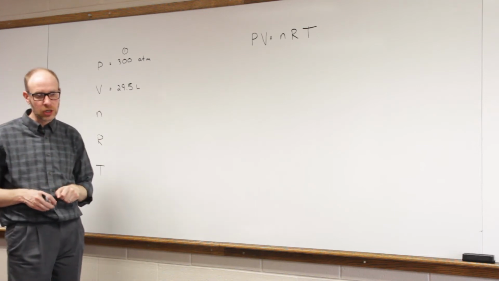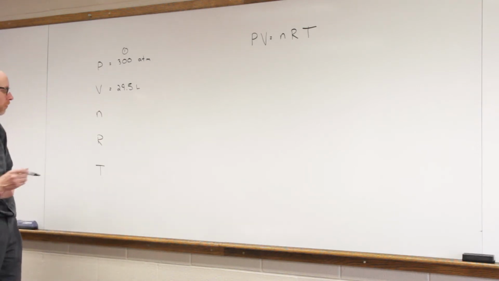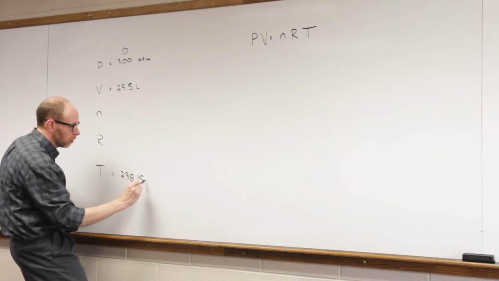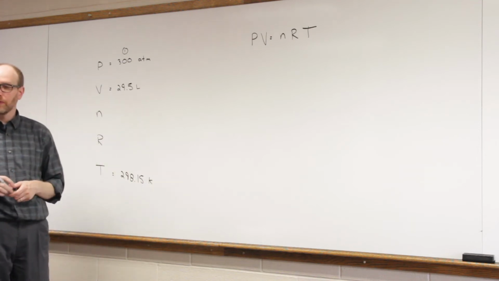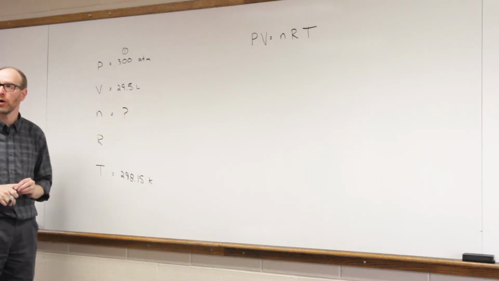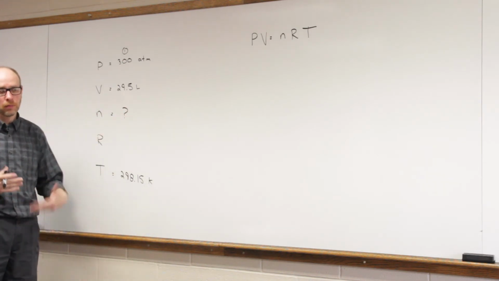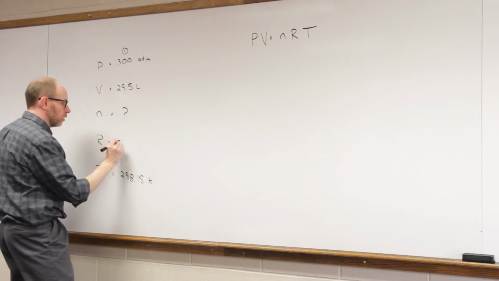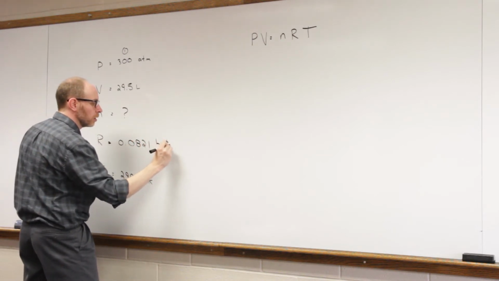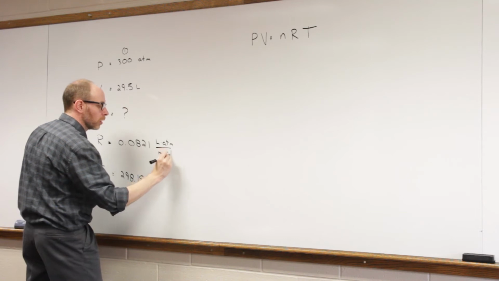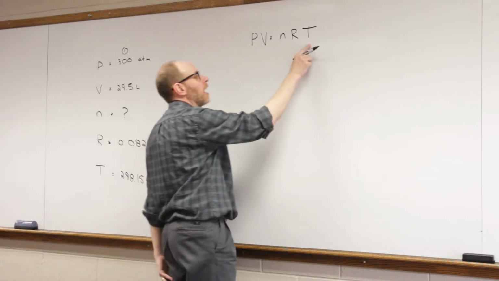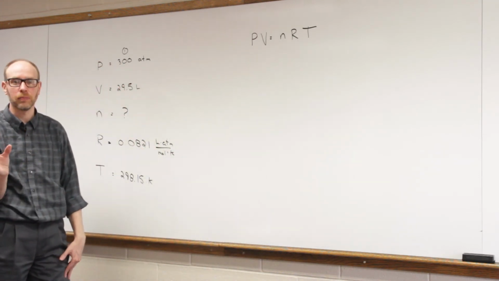It says if the temperature inside the cylinder is 298.15 Kelvin, how many moles of gas are in the cylinder? That's the one that we don't know. You might say, oh, Dr. Ramsey, they don't give you R. But remember, R is our constant, 0.0821 liter atmosphere per mole Kelvin. So now we've got 4 of the 5 values. It's just simply plug and chug at this point.